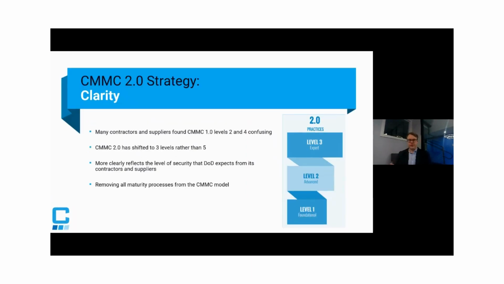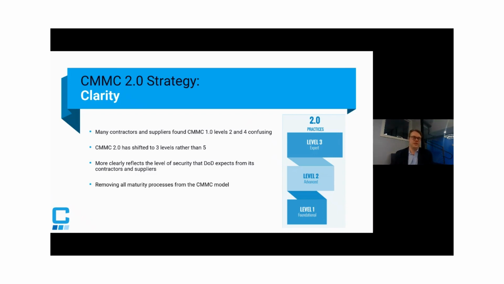The other thing they were trying to do is clarity. It was confusing. So many contractors and suppliers found CMMC levels 2 and 4, like what the heck are those things? In actuality, it didn't serve much purpose in setting any security standards.